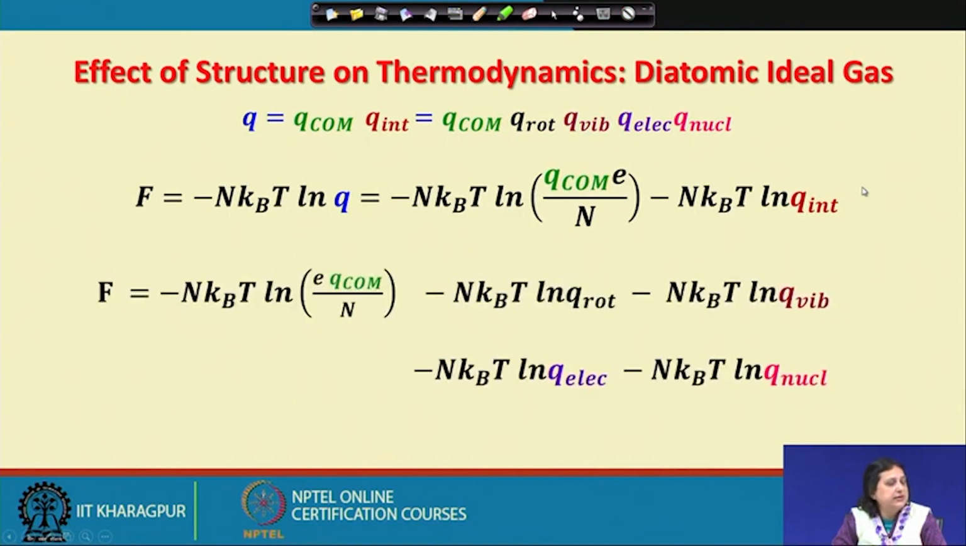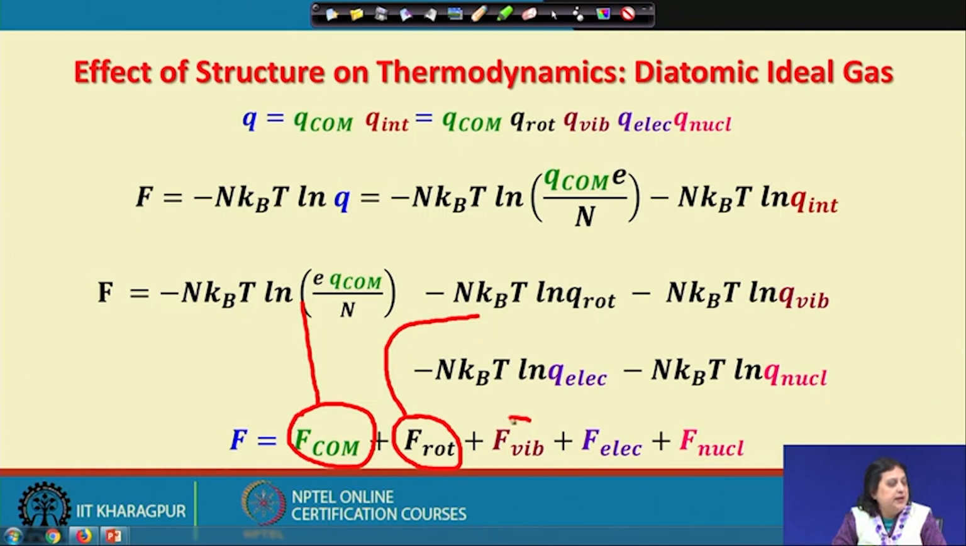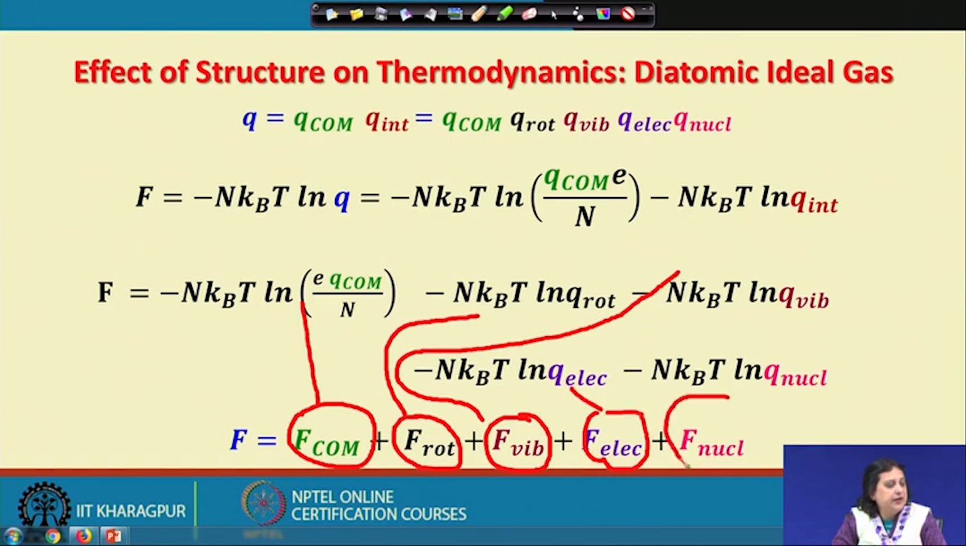Therefore, the Helmholtz free energy can now be written as a sum of one term corresponding to the translational motion of the center of mass, which is this term. There is a term corresponding to the rotational motion of the diatomic molecule, which is this term. There is one contribution from the vibrational motion, which corresponds to this term. Now, I have F electronic arising from this term, and finally, F nuclear as before arising from this term.